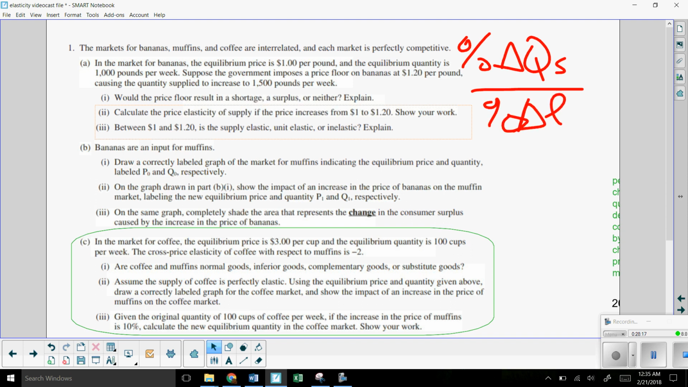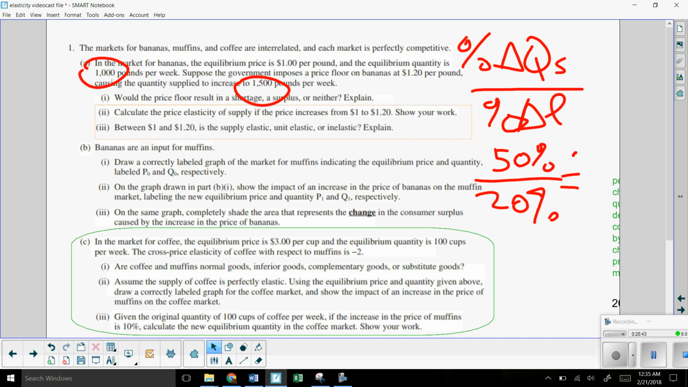Pretty messy here. How will I do that? Quantity supplied. Let's see. It went from 1,000 pounds per week to 1,500 pounds per week, which looks like a 50% increase. And that's positive 50%. What happened to price? Well, price went up from $1 to $1.20, and so that's over 20%. So what is that? That's 2.5. That sounds like that is elastic to me. There we go. Applying the price elasticity of supply formula a little bit.